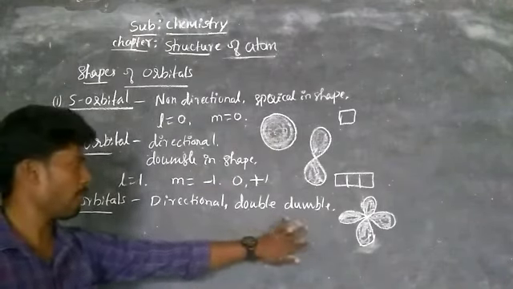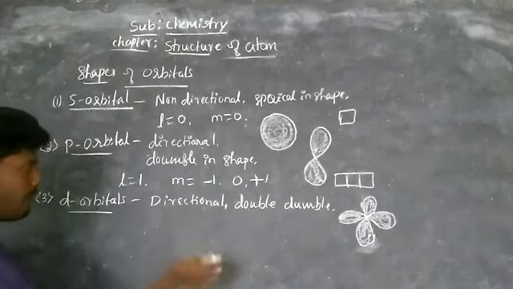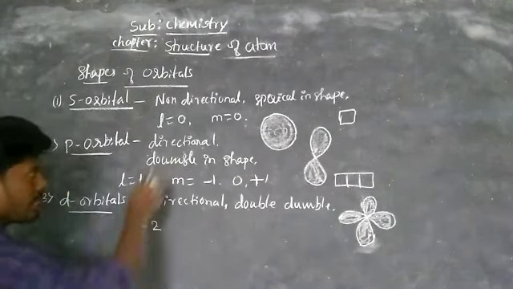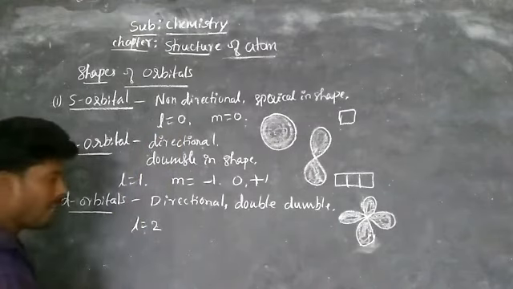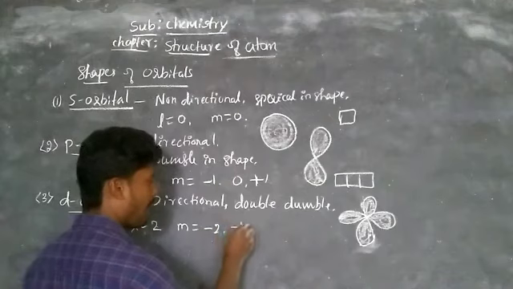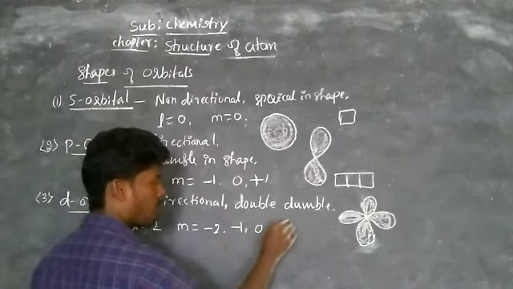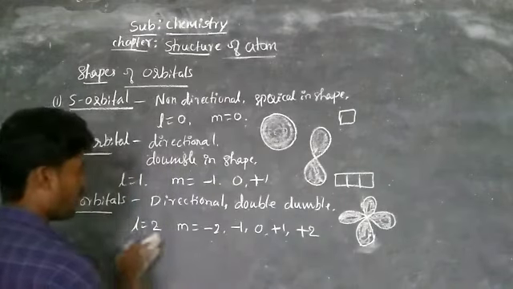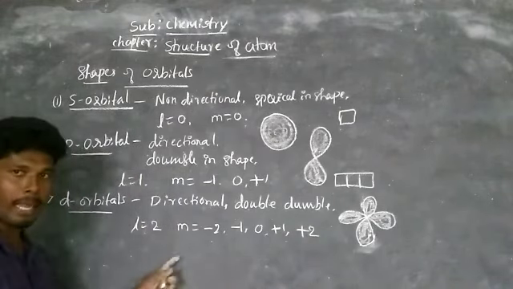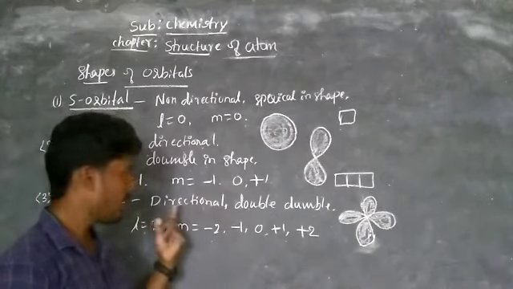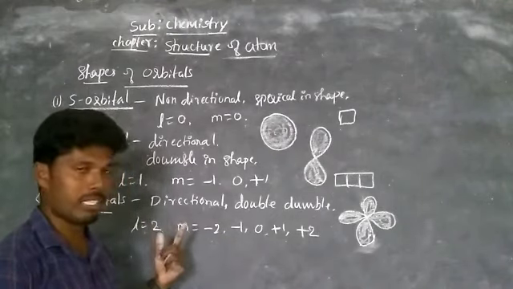So this is the shape of the d orbital, and for the d orbital the L value is 2, that is 0, 1, 2. Then the M value is -2, -1, 0, +1 and +2. There are 5 values in d orbitals. For M, the magnetic quantum number having 5 values, hence it has 5 orbitals.